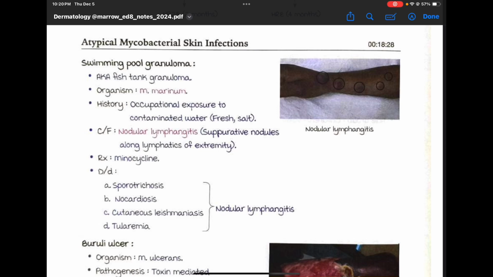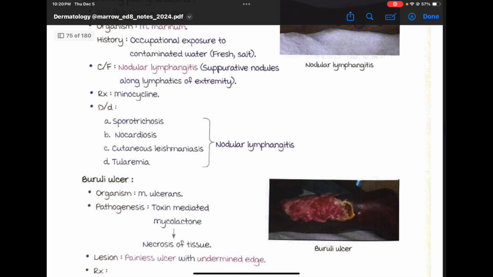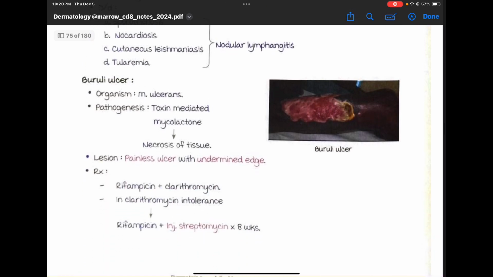Differential diagnosis: sporotrichosis, nocardiosis, cutaneous leishmaniasis, tularemia, nodular lymphangitis. Buruli ulcer, organism M. ulcerans. Pathogenesis: toxin mediated, mycolactone, necrosis of tissue. Lesion: painless ulcer with undermined edges.